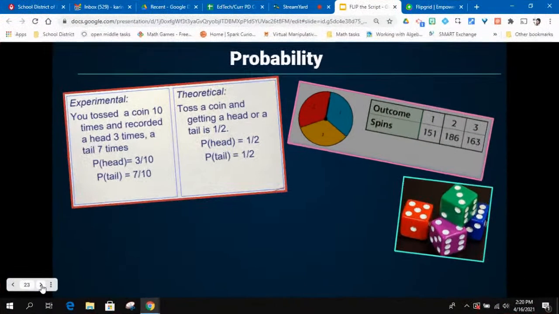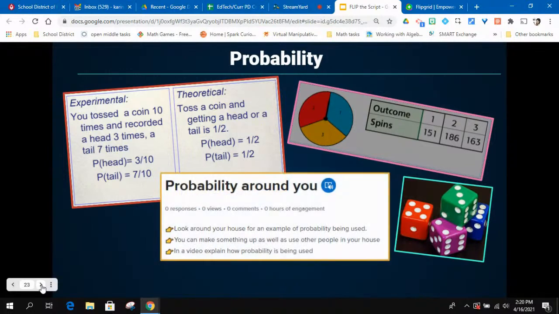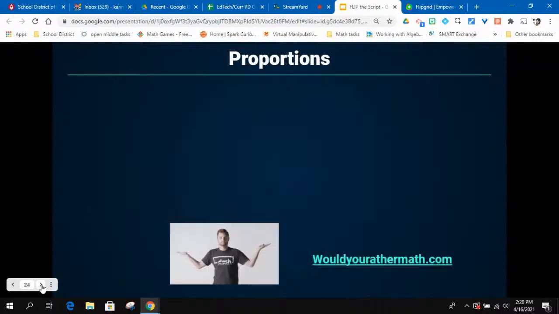Here for probability, we are thinking about the difference between experimental and theoretical probability. If students have some dice at home or they have a spinner, they can come up with their own experiment and actually create a table that shows the probability around you. What is it that happened? So that they can really understand the concept behind an answer that they get.